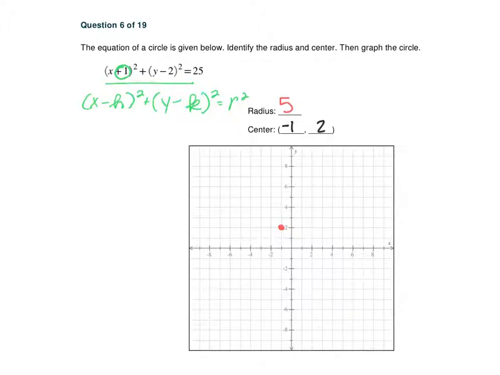And then my radius, I'm just going to take the square root of 25, that's 5. So my radius is 5, so I'm going to count up 5, down 5, to the left 5, and to the right 5 to plot my 4 other points to then sketch my circle. Once I do that, I can just sketch it. Again, this is just a sketch. It does not need to be perfect.